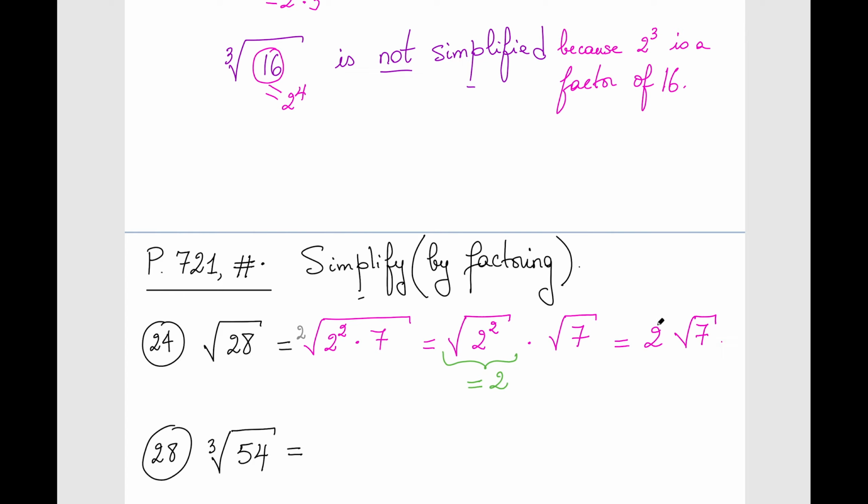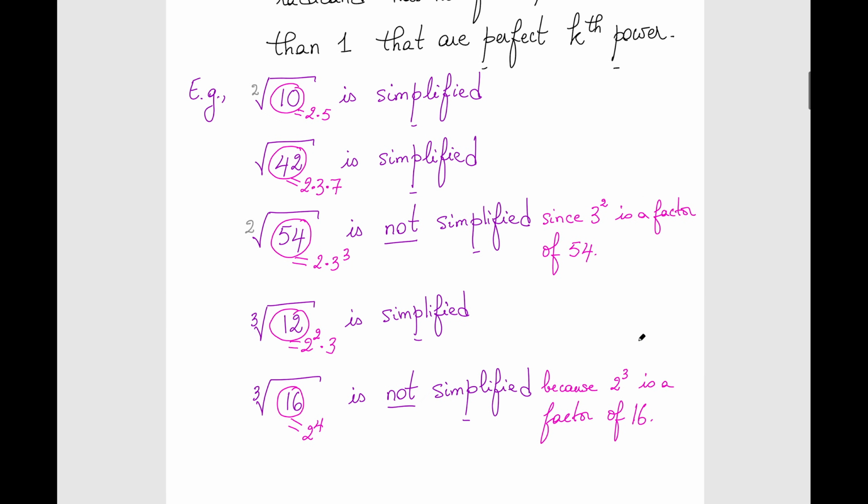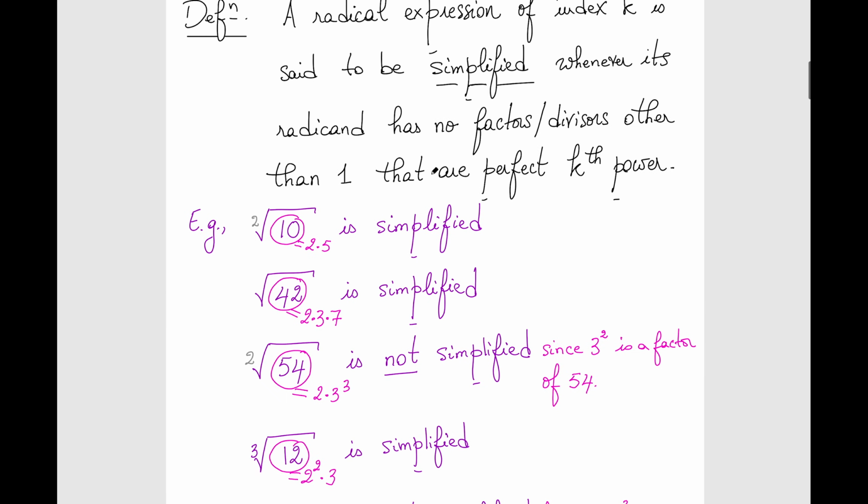And look at this. Obviously, this radical expression is simplified because 7 doesn't have a divisor other than 1 that's a perfect second power. And I'm allowing 1 to be the only divisor, right? As such, this expression is simplified according to the definition just mentioned.